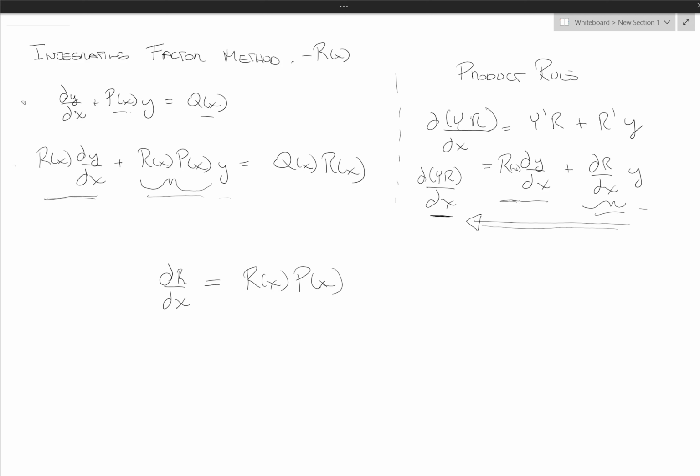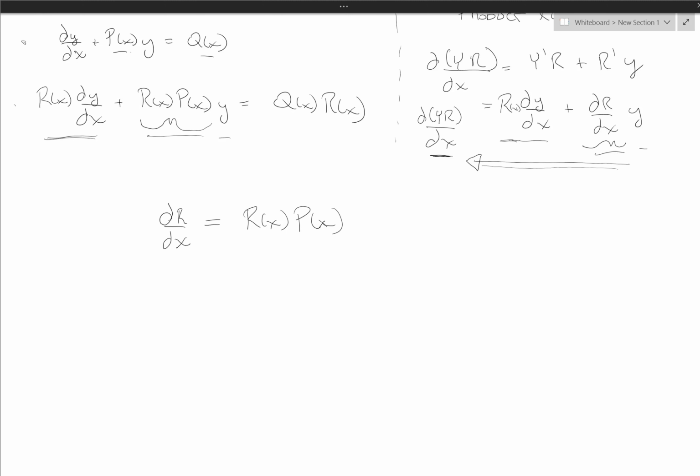So let's do that. Let's solve. This is going to be our first equation. The solution to this differential equation right here is going to be our r of x. So we're going to solve this for r of x. We do that by separating the variables. Multiply both sides by dx. So you'll have dr is equal to r(x) p(x) dx. Okay, and then divide both sides by r. I'll just leave it as r instead of r of x. So this will go away.